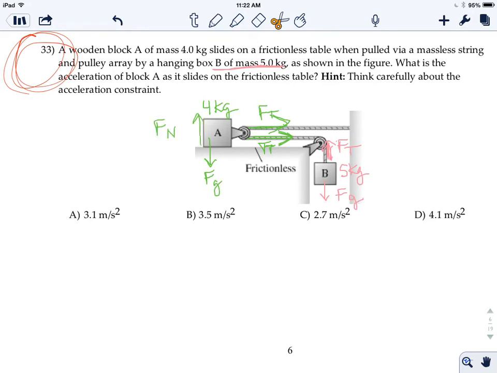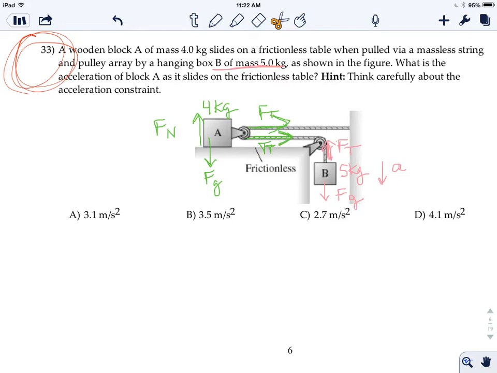Why isn't there a normal force on this one here? Is it touching a surface? If it's not touching a surface, there is no normal force. So we can assume that this one is going to slide down and have an acceleration downwards. That would be the direction of our net force. So we've got our free body diagram for each object.